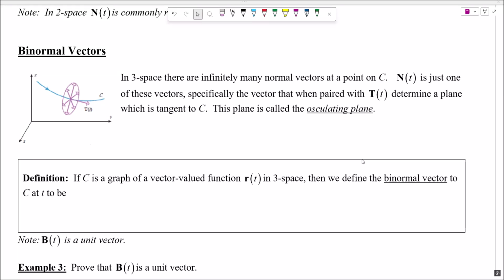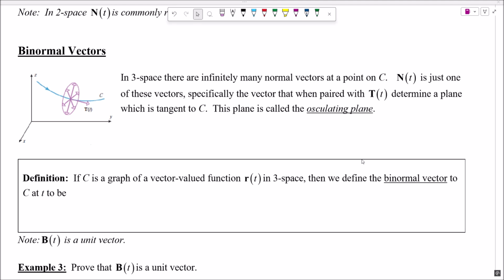In this video, we're going to talk about the final type of vector that we're interested in being able to compute in this section, and that is a binormal vector. So we've already talked about tangent vectors and normal vectors, specifically unit versions of them represented by T and N.